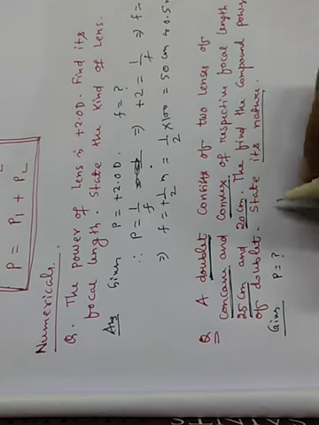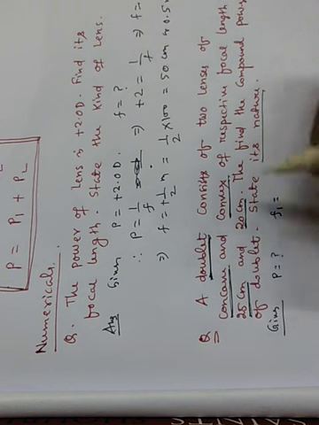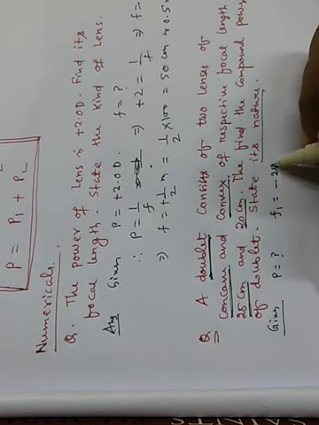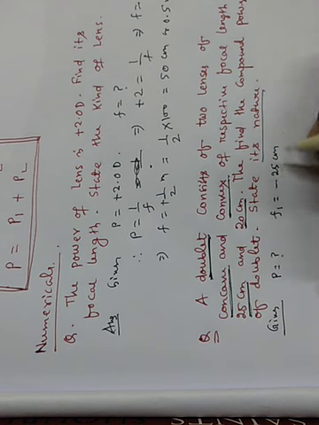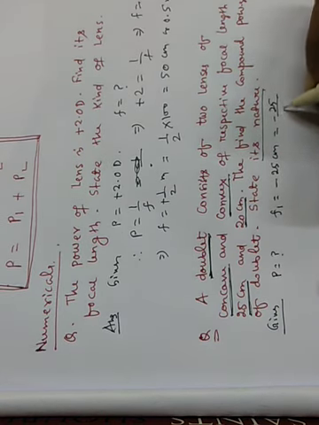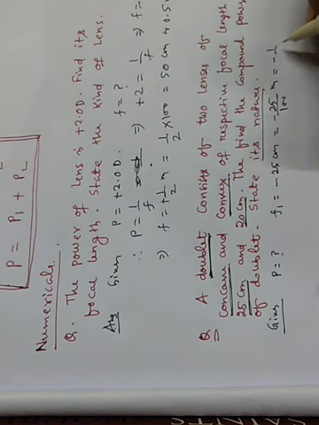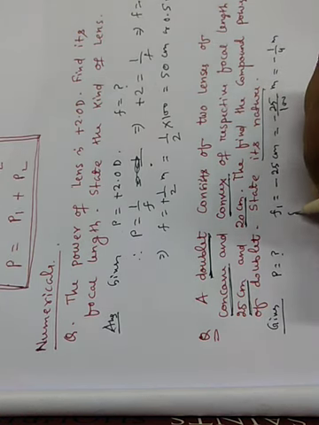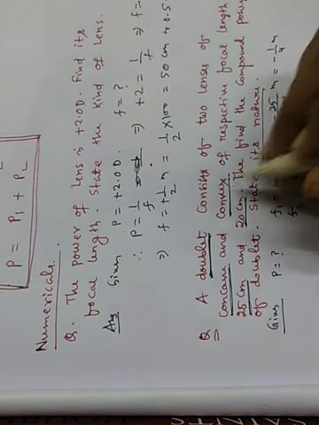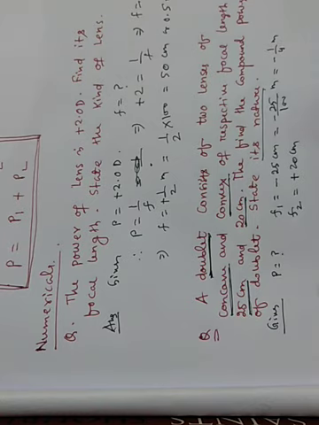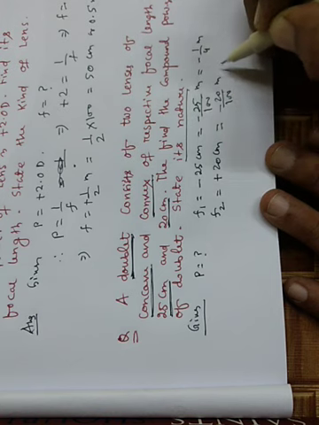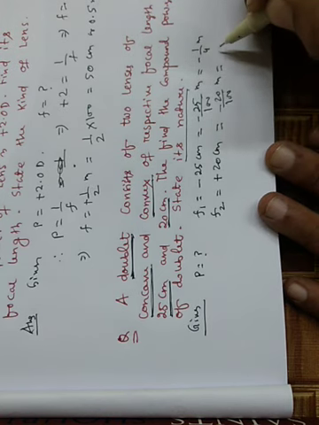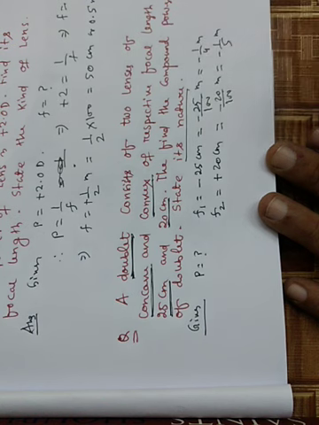First we have to write the data. F1: the first one is concave, so we should write minus 25 centimeter. That means we are putting in the sign conventions. Again, as I already told, while doing the problem we have to convert into SI units, that means meter. That is minus 25 by 100 meter, that is minus 1 by 4 meter. Similarly F2 is a convex lens, so plus 20 centimeter. That represents plus 20 by 100 meter, that is plus 1 by 5 meter.